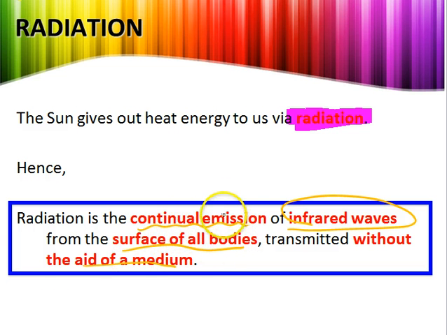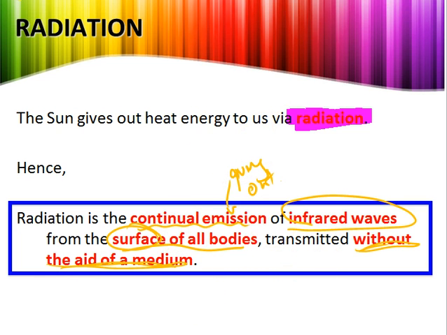Continual emission just means continuously releasing or giving out. Emission means giving out. Infrared waves is just a type of wave. So radiation is the giving out of infrared waves from the surface of all bodies. Take note, it must be from the surface. And it is transmitted without the aid of a medium.